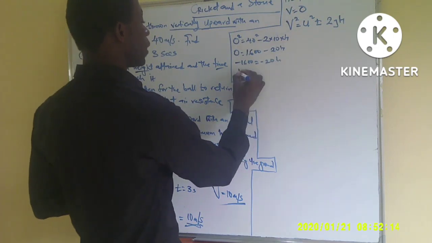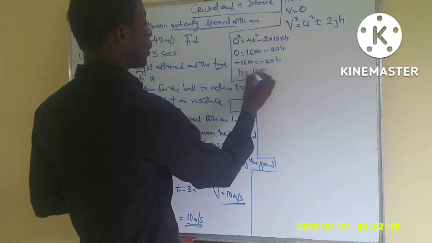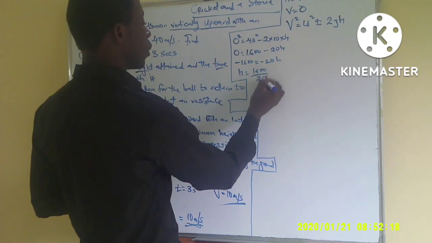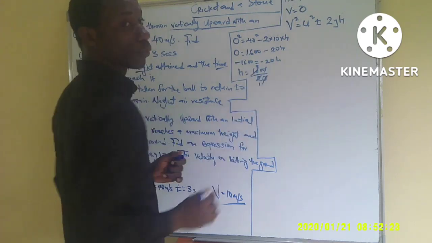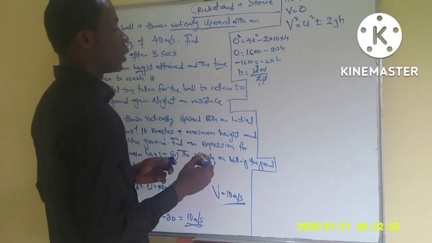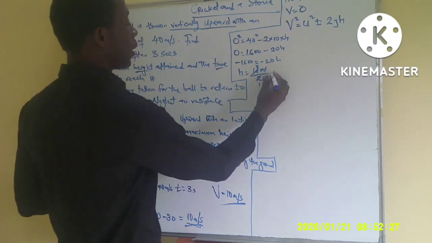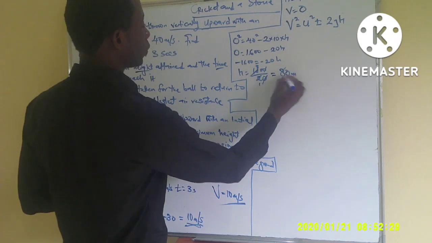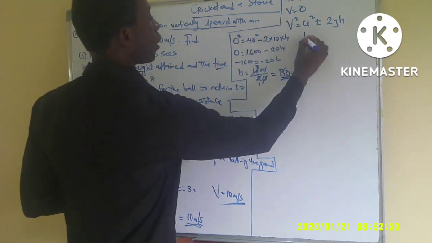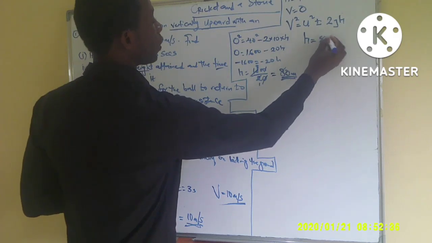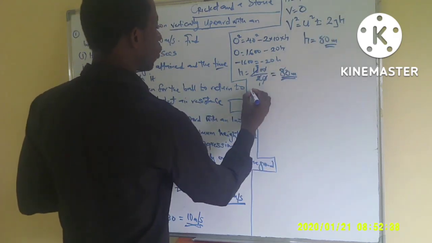So by the time we find it, h is equal to 1600 divided by 20. So 0 cancels 0, then 2 here 1, 2 here to be 8. So at the end of the day, we are going to have 80 meters. So that's the answer, 1600 divided by 20. So our h, the height, is what? It is 80 meters. So let's go to the second question.